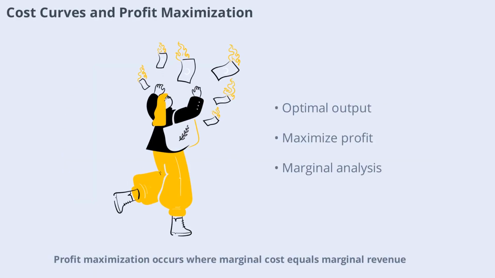Profit maximization occurs where marginal cost equals marginal revenue. This is the sweet spot for production. Producing beyond this point increases costs more than revenue, reducing profit. Cost curves guide businesses to this optimal output level.